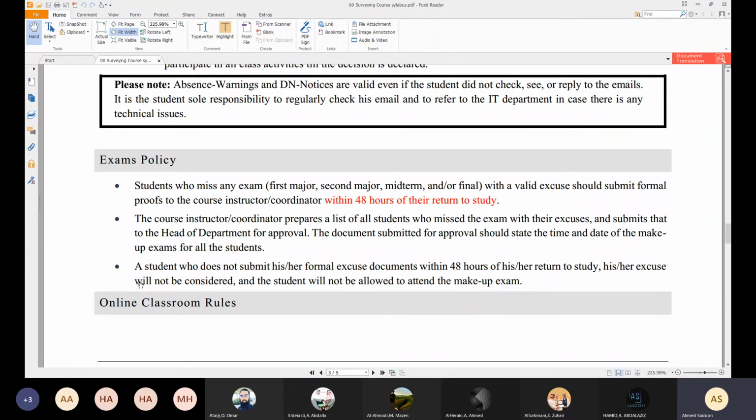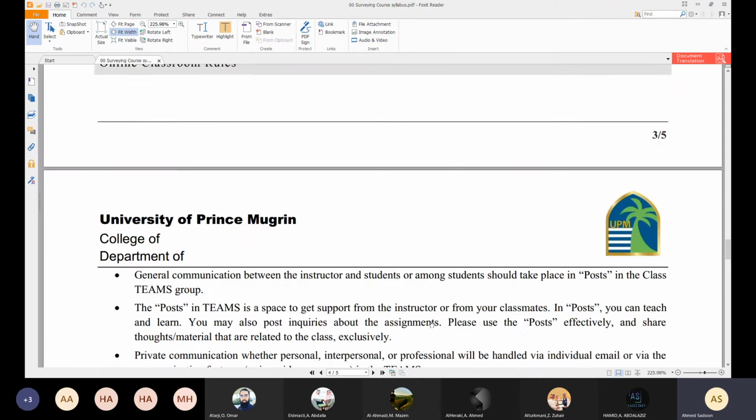Okay, so I want to just emphasize this point because some students miss the exam and the quizzes and they do not send any excuses. And after I upload the grade on the system, he says that I was sick or something. So it's important to submit your excuse within 48 hours. Otherwise you are not going to be allowed to get a makeup exam or makeup quiz.